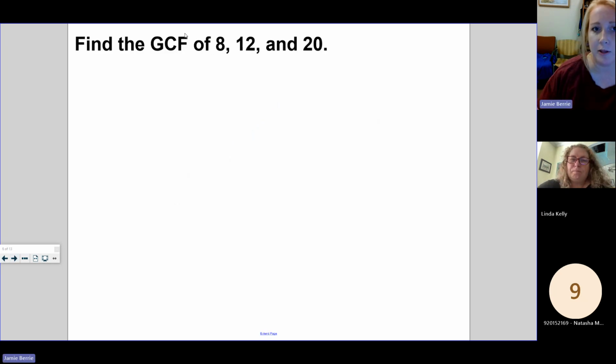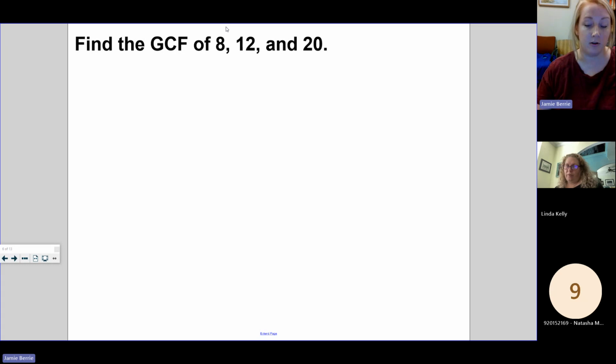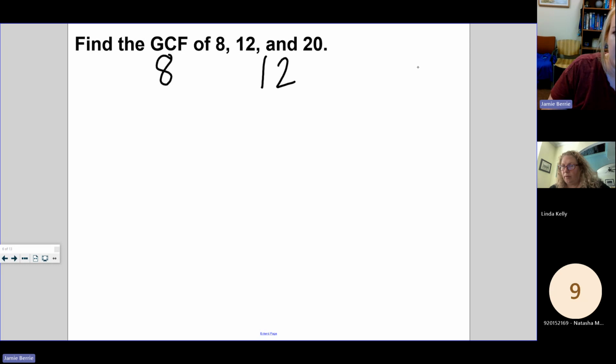GCF. Now, you probably learned this in Math 2008, but I thought it may have been a while, so I wanted to refresh your memory. So if you're finding the greatest common factor of 2 or more numbers, I like to use a factor tree. There's different ways that you can do it, but this is my preferred way. So I go in and I make a factor tree for each number.